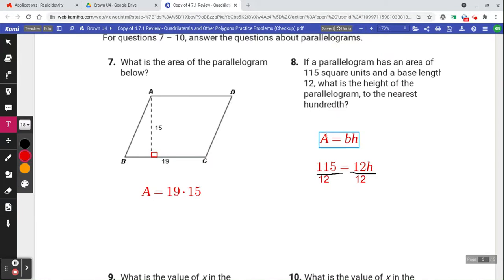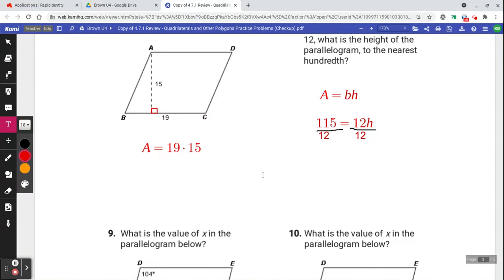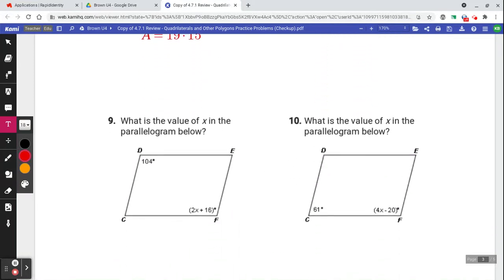All right, so again, for both of these, we used this formula, area equals base times height. Just in one of them, we were looking for the A value. The other one, we were looking for the H value. You've got to solve it. Both of them I have not finished. You're going to finish them.